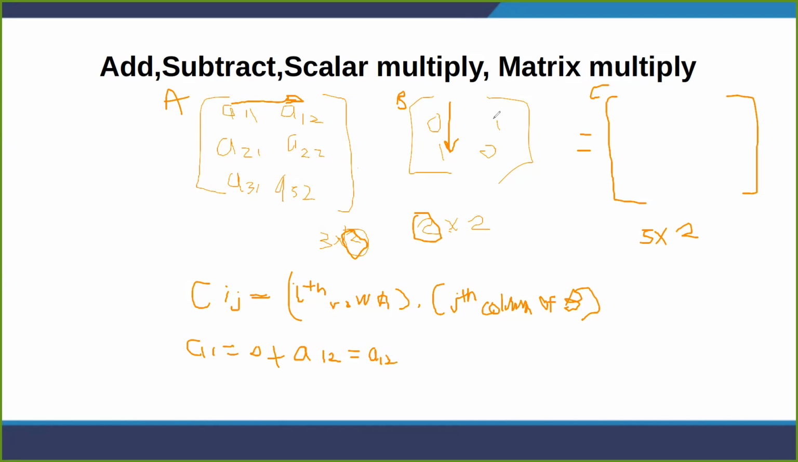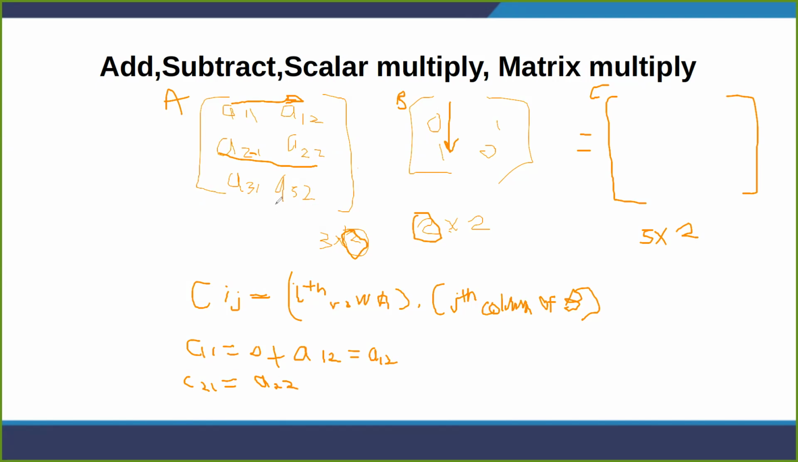Then for C21, that is second row, first column. So for this, you go to the second row, which is this one, and you go to the first column, this. So A21 into 0, 0, A22 into 1, A22. So this is like A22.